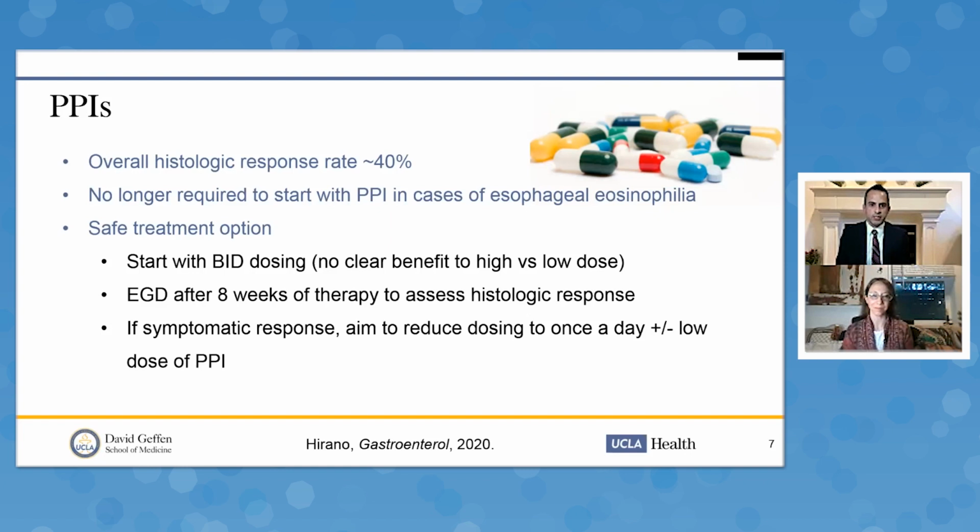After 8 weeks of the PPI, patients should undergo repeat endoscopy so that they can be assessed for histologic response, so more biopsies. And if there is both a histologic and symptomatic response, then really you want to try to reduce the dose of the PPI to the lowest that's effective to control symptoms, and using symptoms as a guide for repeating endoscopy to determine if the histologic response has been lost.